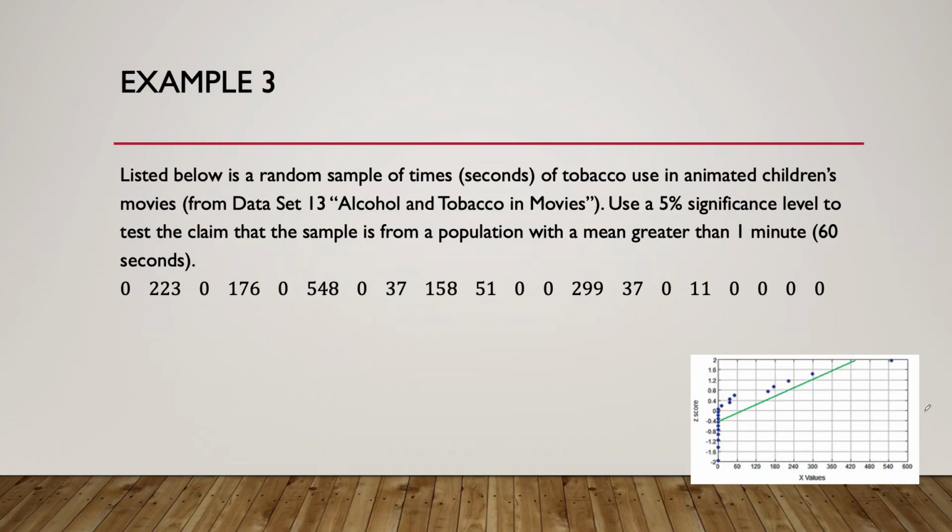Listed here is a random sample of times in seconds of tobacco use in animated children's movies from the data set 13, Alcohol and Tobacco in Movies, using a 5% level of significance to test the claim that the sample is from a population with a mean greater than 1 minute, which is the same thing as 60 seconds. And we can see we have our graph down here. This is nowhere near normally distributed, and the sample size is 20.